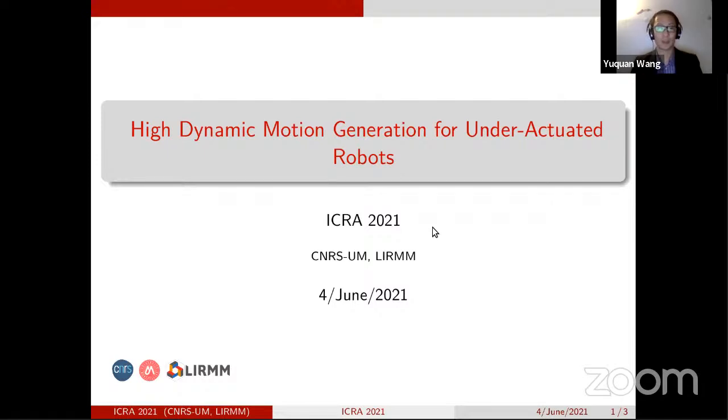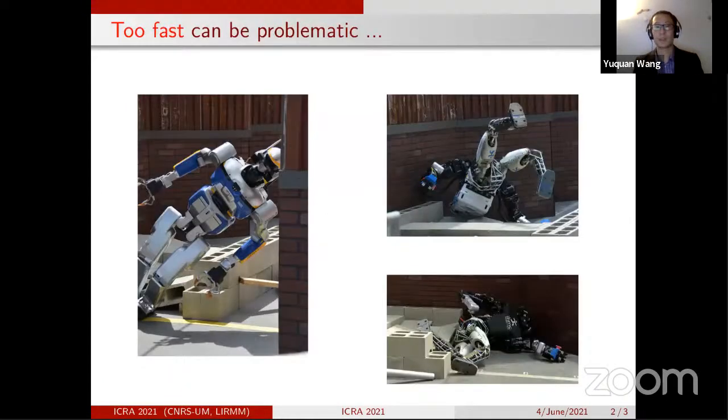Basically, our objective is to make robots faster, but sometimes not too fast. Otherwise, it could be problematic. Please let me recall some failing examples back in the DARPA Robotics Challenge in 2015. The state-of-the-art humanoid robots cannot handle high dynamic motion or dynamic contact transition robustly.